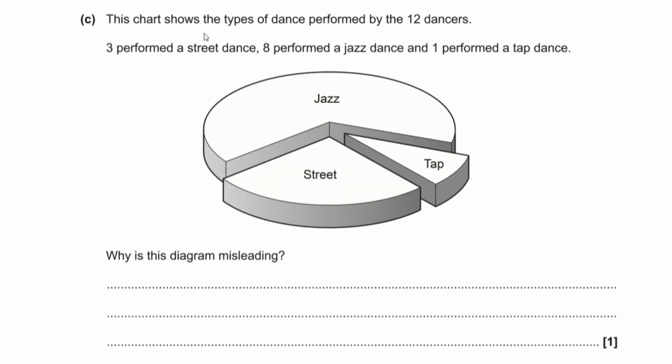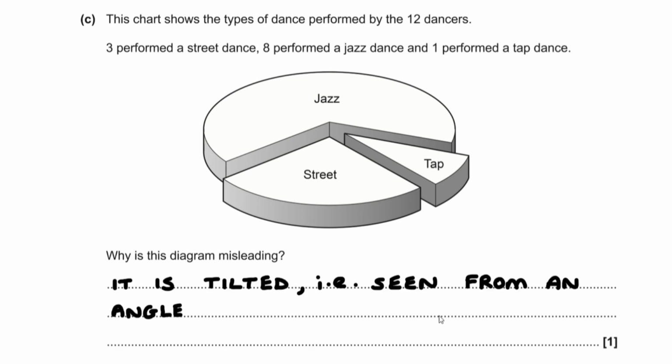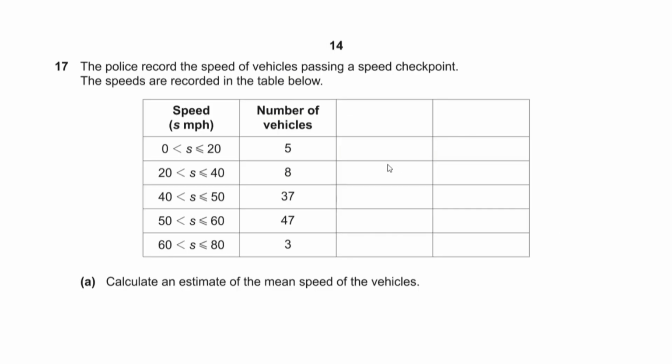Part C. This chart shows the types of dance performed by the 12 dancers. 3 performed a street dance, 8 performed a jazz dance, and 1 performed a tap dance. Why is this diagram misleading? Well, it's tilted. In other words, it's seen from an angle, so that's why it's misleading.